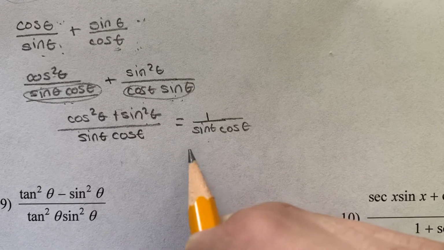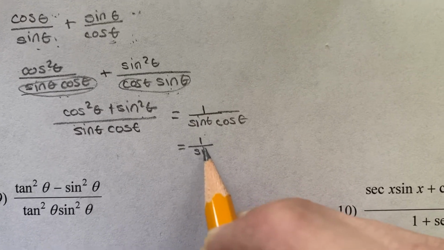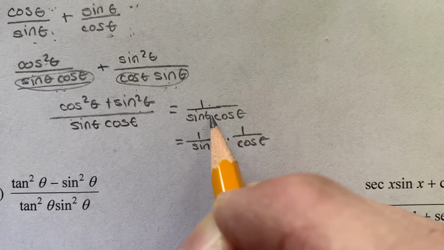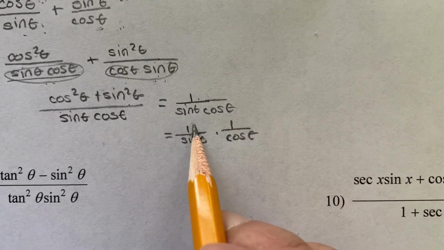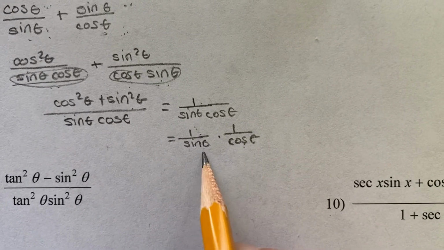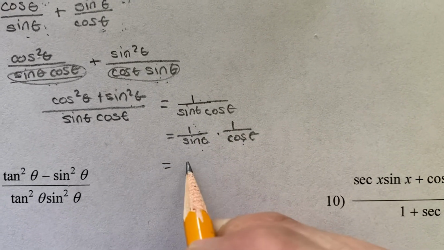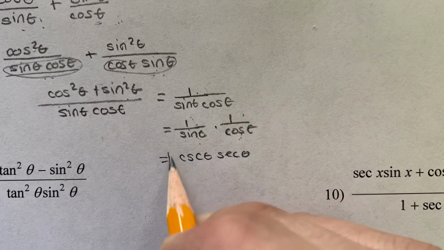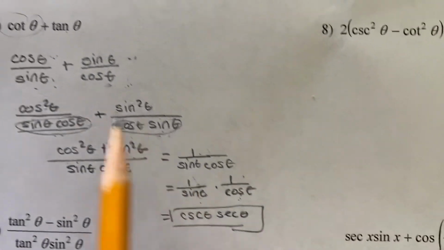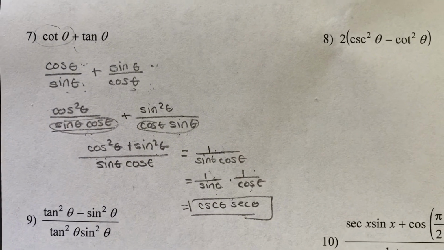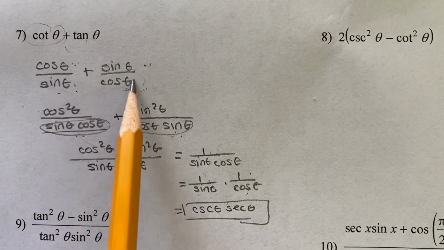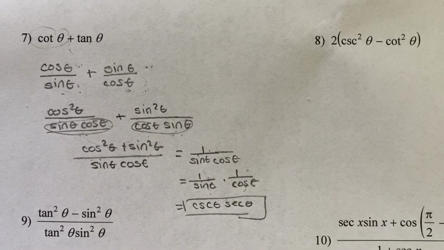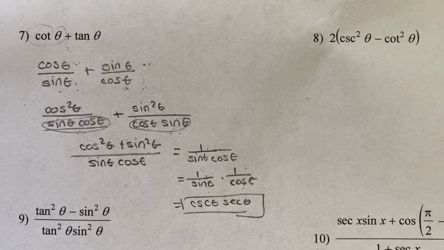1 over sine theta cosine theta, I'm actually going to split this up for you even further. I can rewrite 1 over the product as 1 over the individual terms multiplied. 1 over sine is cosecant. 1 over cosine is secant. And this is another way of simplifying an expression like this. So you have to know how to apply your trig identities, and you have to apply the algebra skills. That's what makes verifying trig identities difficult for students.